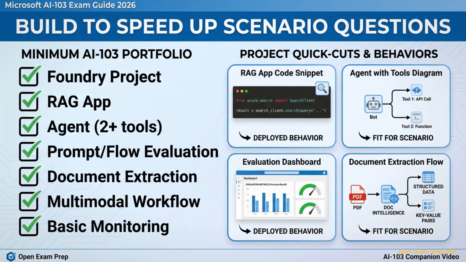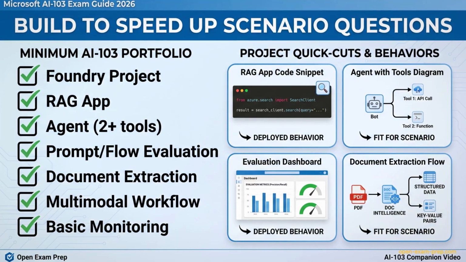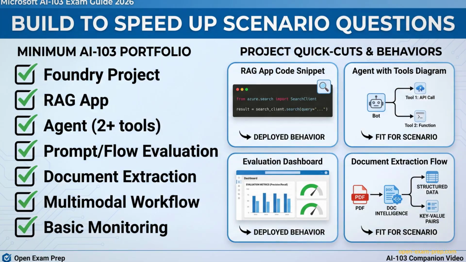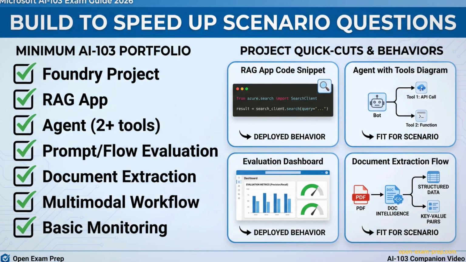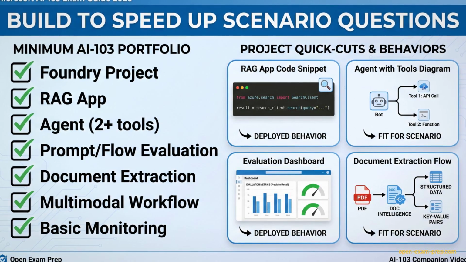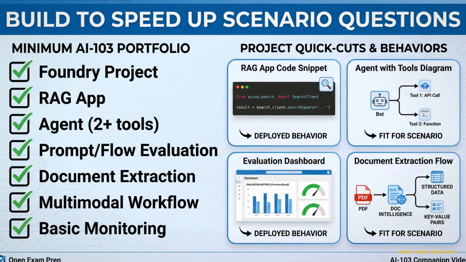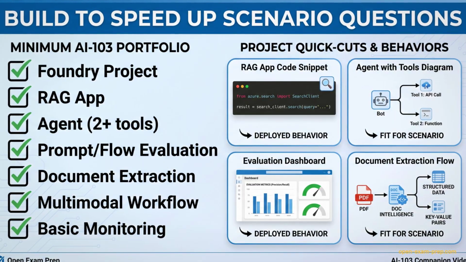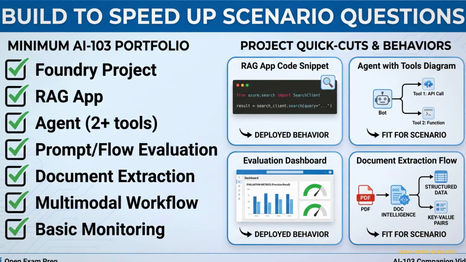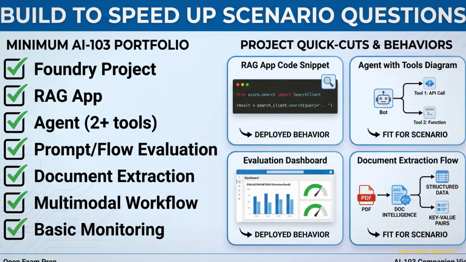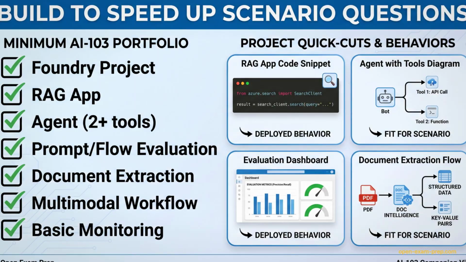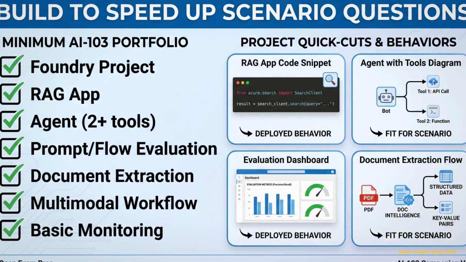AI-103 is a builder's exam, so theory isn't enough. To prepare, you should build a small portfolio of projects. Start with a Foundry project that deploys a model using managed identity. Build a RAG application with vector and hybrid search. Create an agent that uses at least two tools, like search and a custom function. Implement a flow to evaluate for relevance and safety, and build a document extraction pipeline. This hands-on experience is what separates passing candidates from those who only recognize terms.